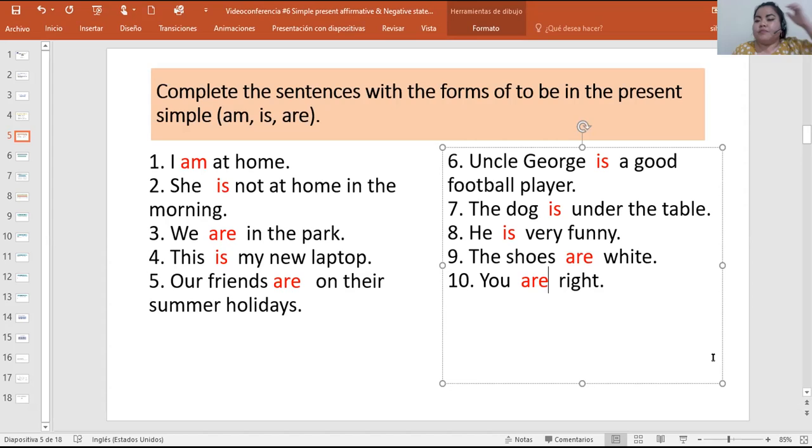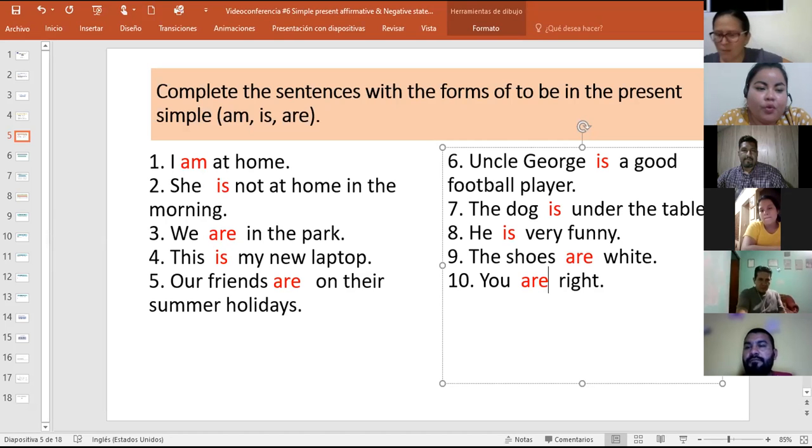Elizabeth tiene el micrófono apagado. Sí, ahorita lo tengo encendido. Ok, vi que estaba hablando, pensé que tenías alguna pregunta. Ah, no, perdón, no. Ok, ok. ¿Alguien más? ¿No?